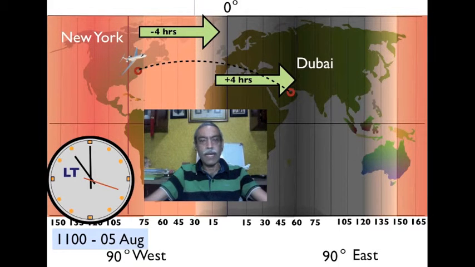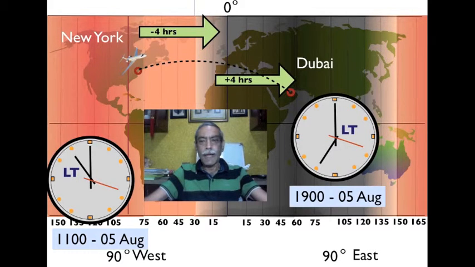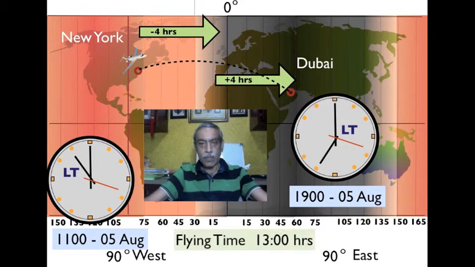So at 11 a.m. local time, the UTC will be 1500 on 5th August, and let's assume the flying time is 13 hours. So at that moment, the local time at Dubai is likely to be.